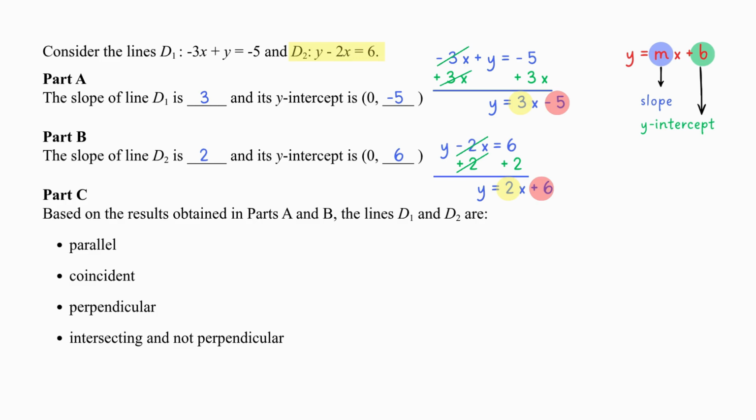Part C. Look at the two slopes we found, 3 and 2. Parallel lines have the exact same slope. Our slopes are different, so they are not parallel. Coincident lines are the exact same line. Our lines are different, so they are not coincident.